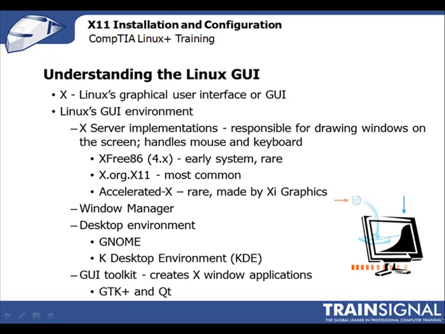So we know that X is Linux's graphical user environment, or GUI. But X handles more than just the display options like video card settings. It is composed of several other hardware components that work with the display, including the mouse and the keyboard. The Linux GUI works with three components.